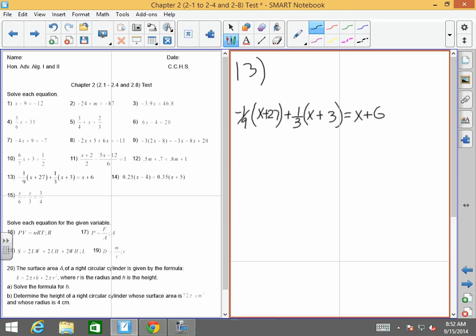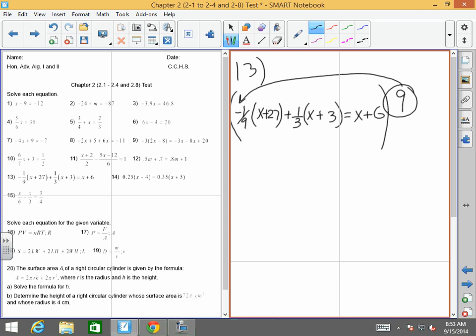Okay, I have these two fractions. Some of you guys, my brothers, distributed. That's making this very difficult for yourself. We have already gone over this, and I really want this to sink into your head. Get rid of fractions by multiplying by the LCD. So in this case, it's 9, which means I have to multiply everything by 9.